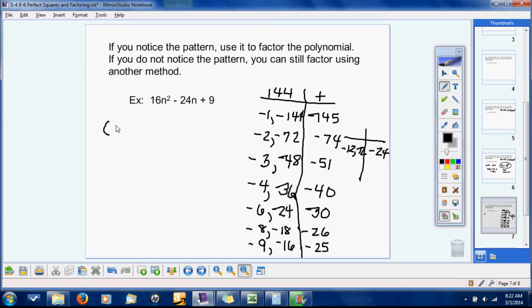So 16n squared minus 12n minus 12n plus 9. And once again, we can factor by grouping using that other method we talked about before. Two groups. 4n is the biggest common factor here. 4n minus 3.